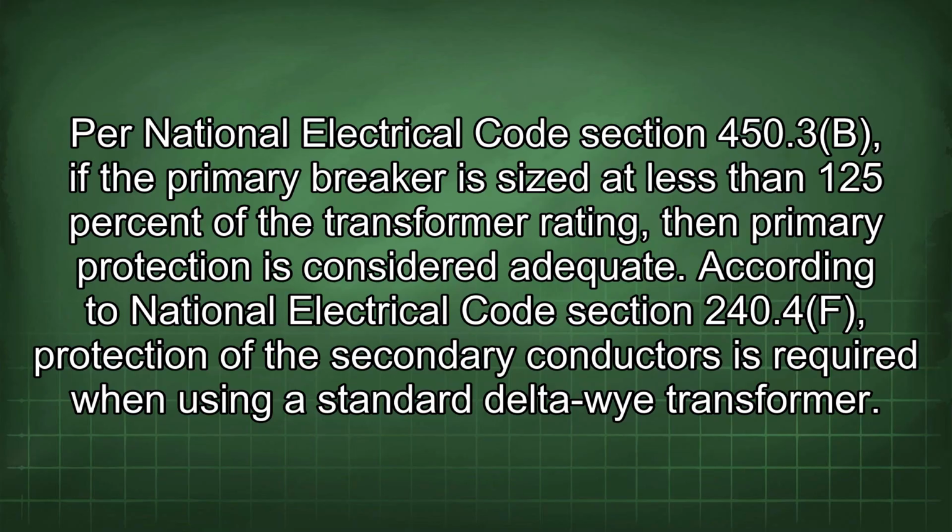For National Electrical Code Section 450.3(B), if the primary breaker is sized at less than 125% of the transformer rating, then primary protection is considered adequate. According to National Electrical Code Section 240.4(F), protection of the secondary conductors is required when using a standard delta-wye transformer.